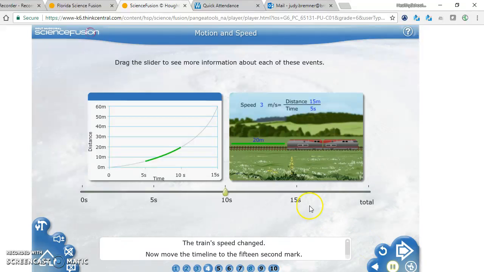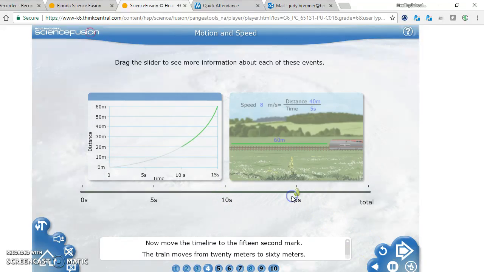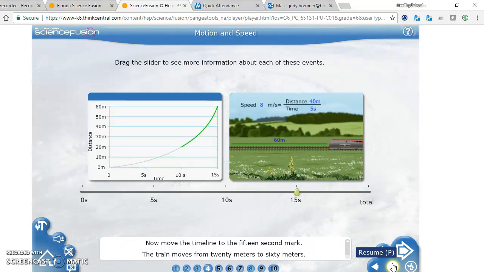Now, move the timeline to the 15-second mark. The train moves from 20 meters to 60 meters. The train traveled 40 meters in those last 5 seconds. Again, divide the distance by the time. 40 meters divided by 5 seconds is 8 meters per second. That's 3 different measures and 3 different speeds. Now move the timeline to the total mark.